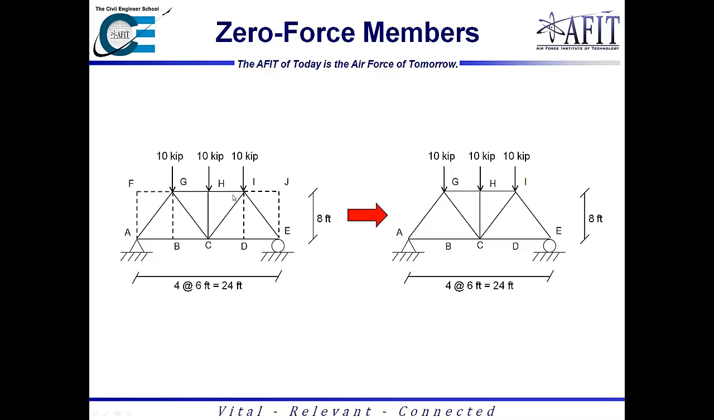After identifying those 0 force members and removing them, we're left with the structure on the right. We can solve this structure for each one of the members, as these are the only members that are non-zero, and we'll get the same answer.